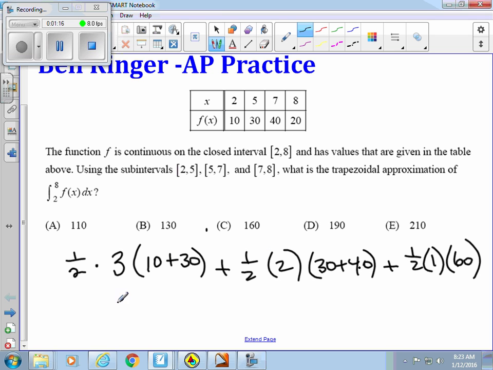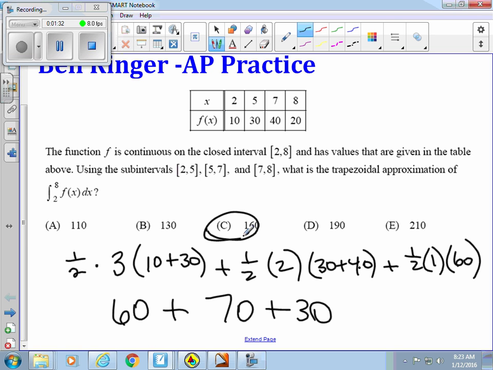40 divided by 2 is 20. 20 times 3 is 60. The 2 and the 1/2 cancel, so 30 plus 40 is 70. So 160. It's not that bad if you write it down. If you just look at it and try to do it in your head, it seems a little overwhelming, but if you start writing those down, it's not too bad.